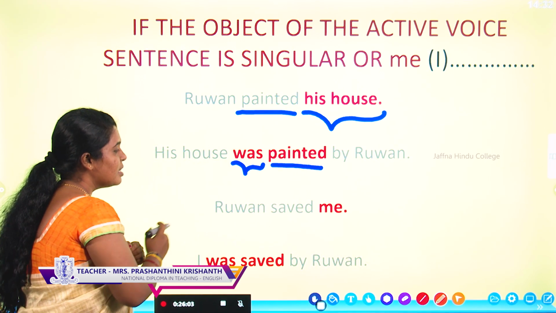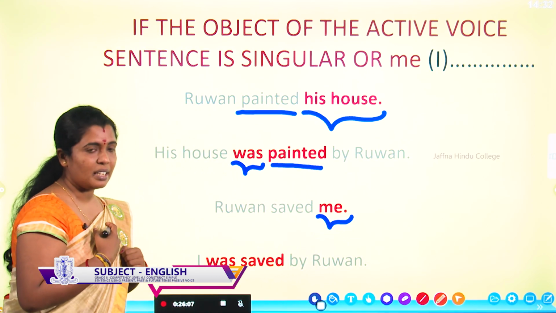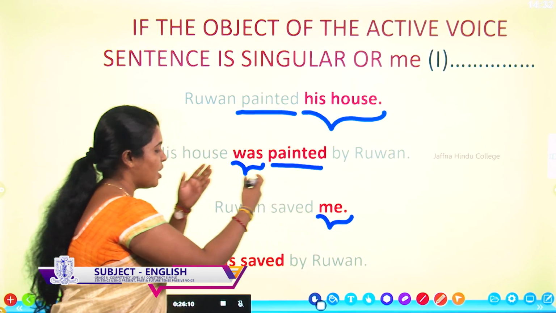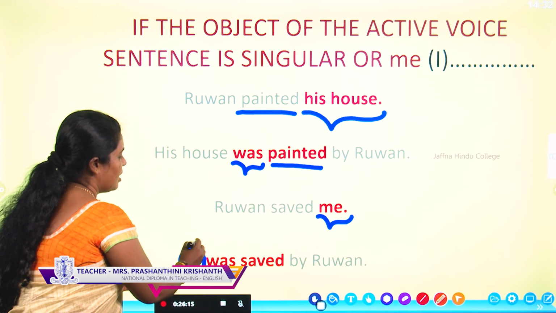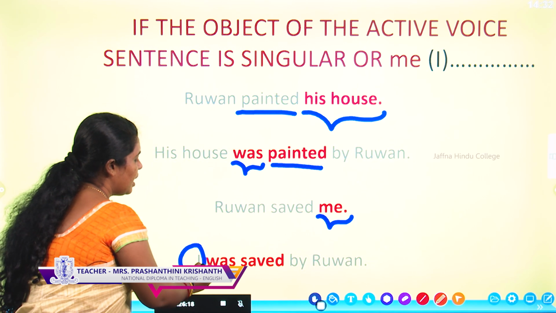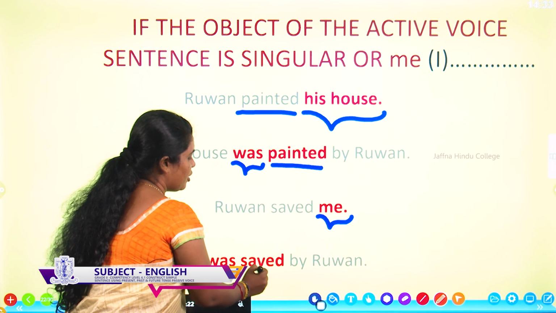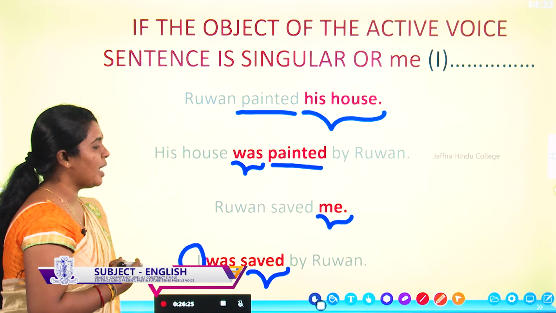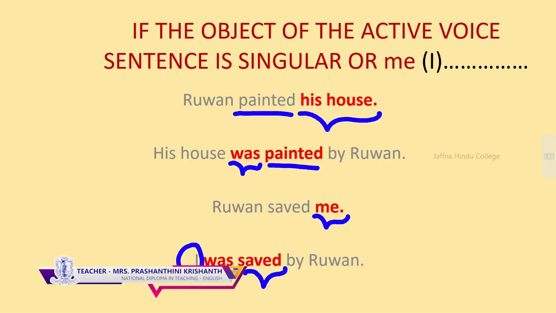The next one, Ruwan saved me, right? The object is me. So, when the me becomes first, how will you change it as the subject? I. For the I, helping verb was, I was. Past participle of the verb saved, by, who saved me? Ruwan. So, by Ruwan. I was saved by Ruwan. So, this is simple past passive voice changes.